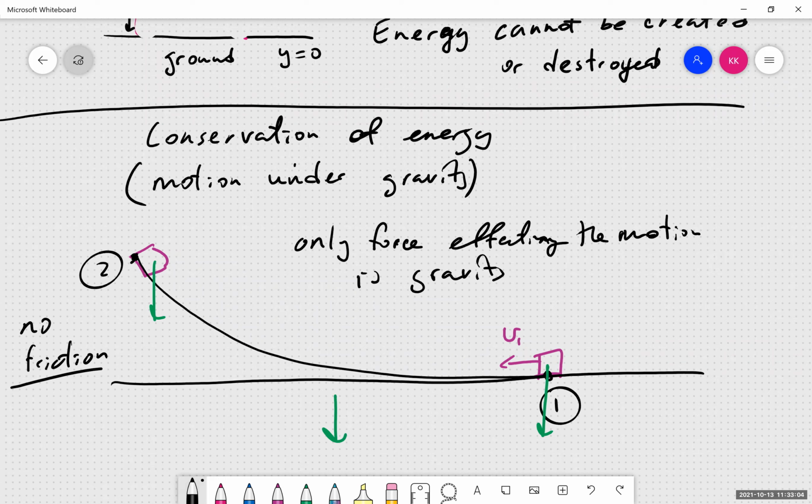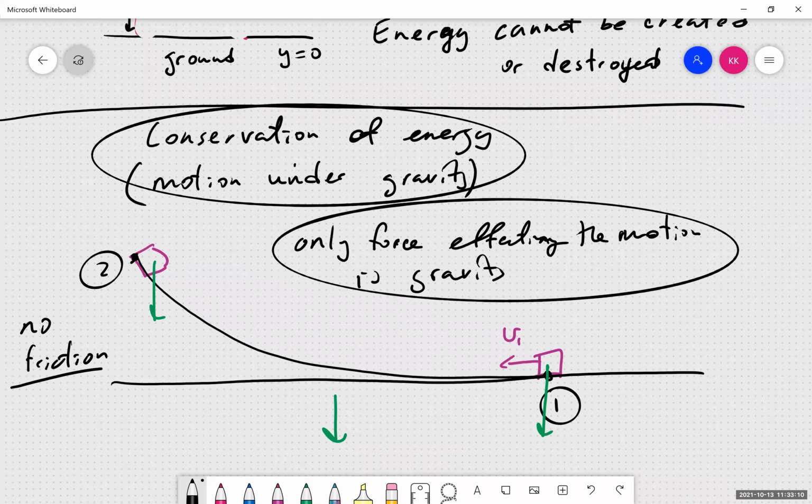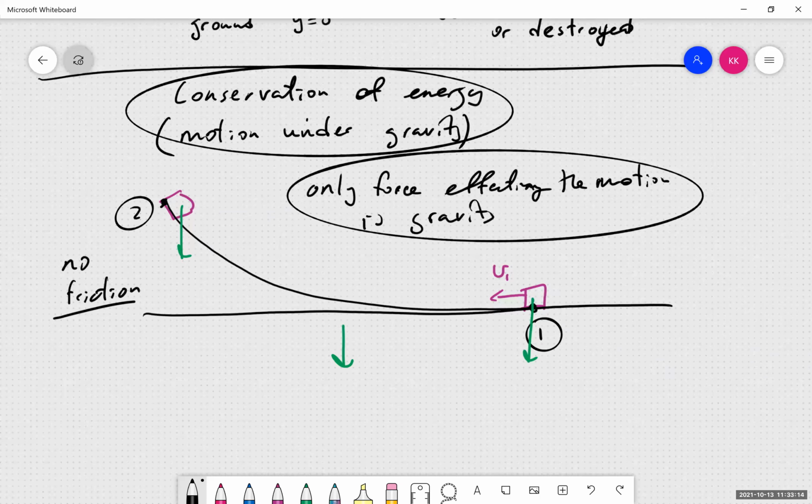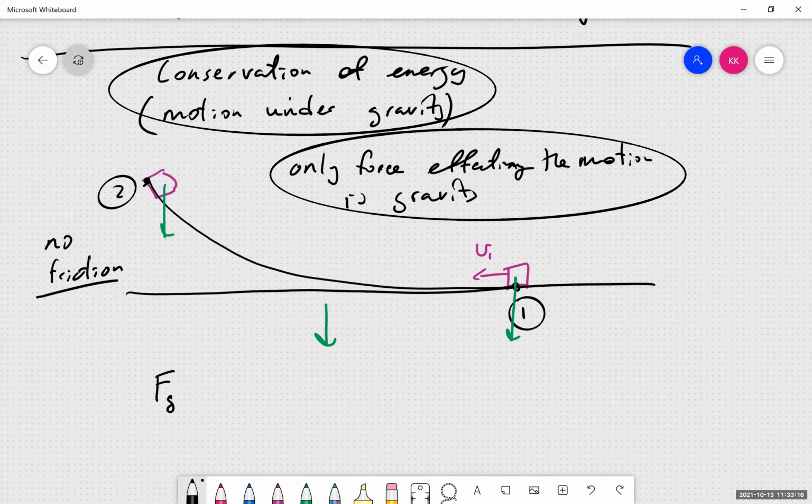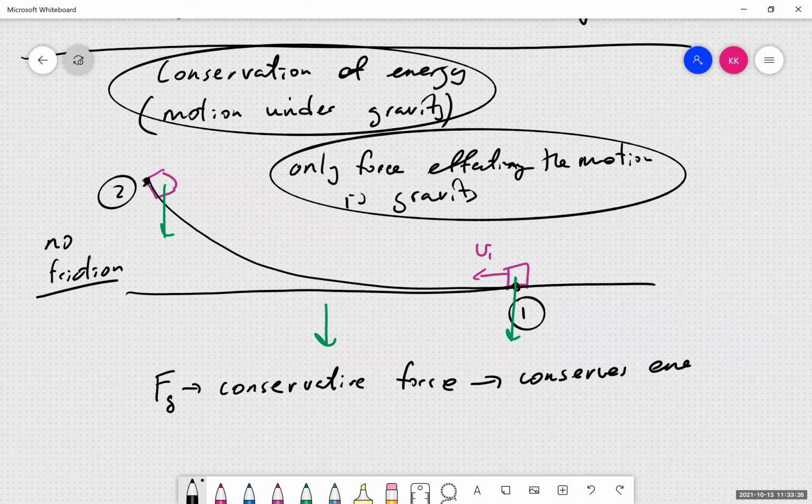Now, the idea here is that conservation of energy is possible when the only force acting is gravity, because gravity is a very specific type of force. So the gravitational force, let me put F of G, is what we call a conservative force, which means it conserves energy. Now, what do I mean by conserves energy?